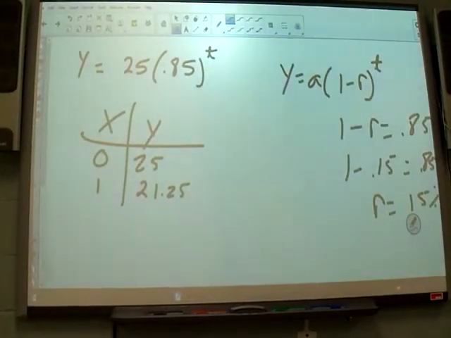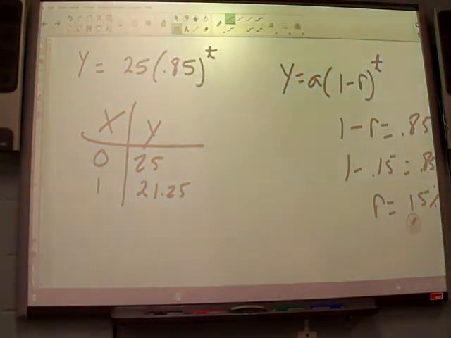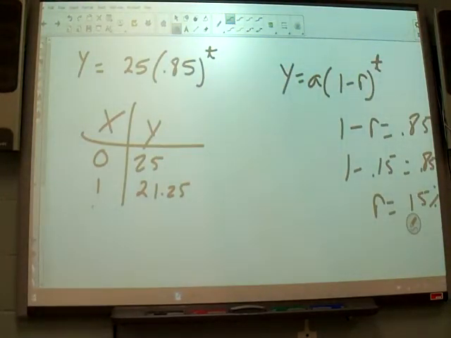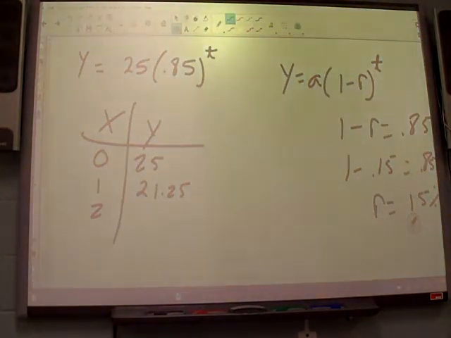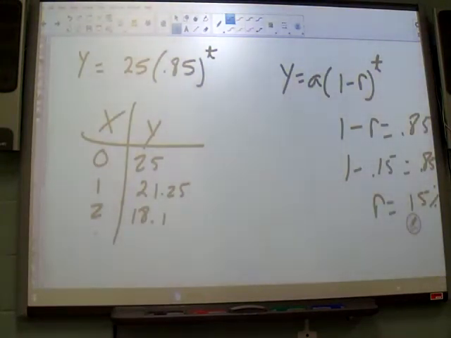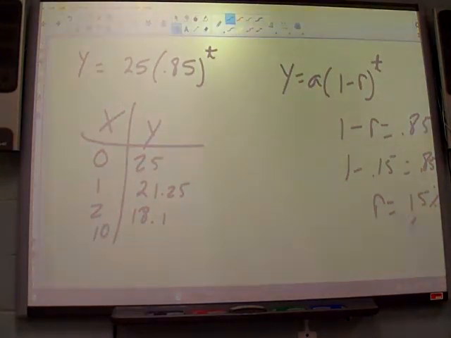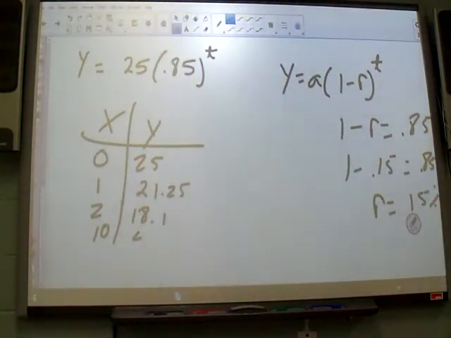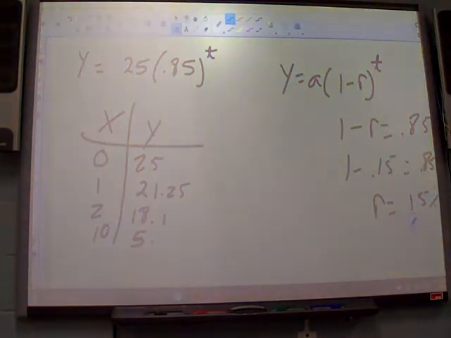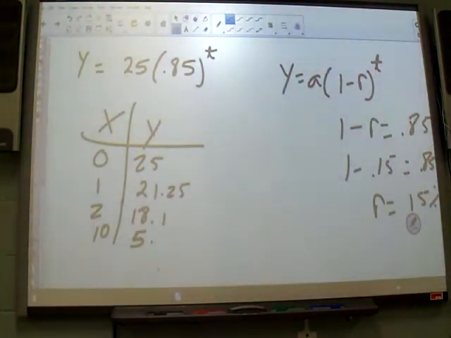18.063. Okay, so after just 1 year, it's already lost almost $4,000 of its value. Okay, that's what your table is showing. After 2 years, what's my car worth? 18.1. Okay, let's jump down, let's say we kept it 10 years. 4.5. So after 10 years, the car that I paid $25,000 for is barely worth $5,000.